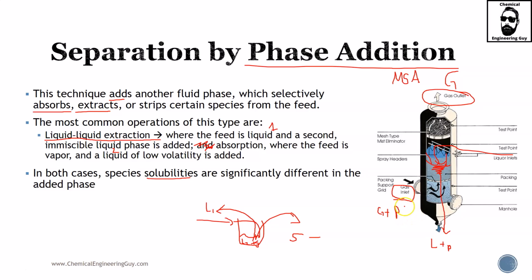So what I want to show you here is that actually the solubility of the pollutants in the gas phase is much less than the solubility of the pollutants in the liquid phase. Therefore, we are exploiting the solubility properties of the system.